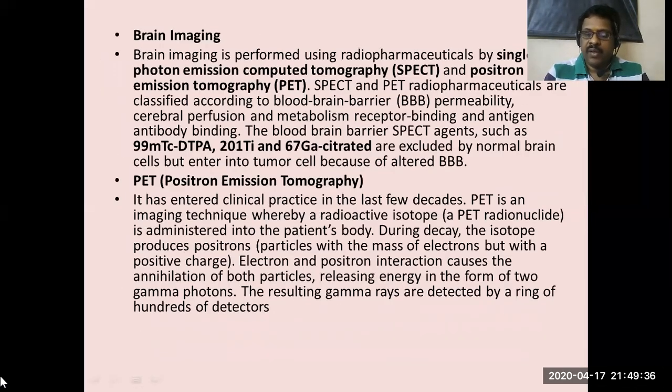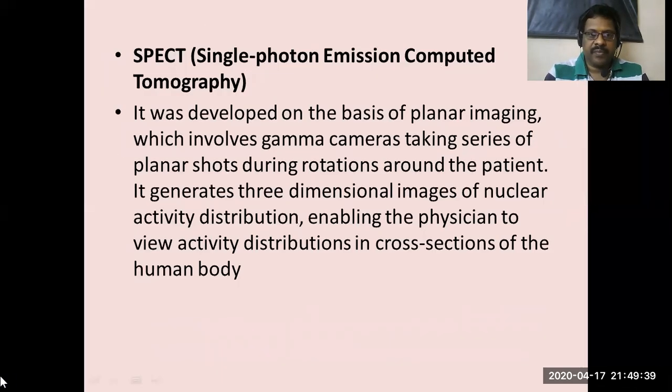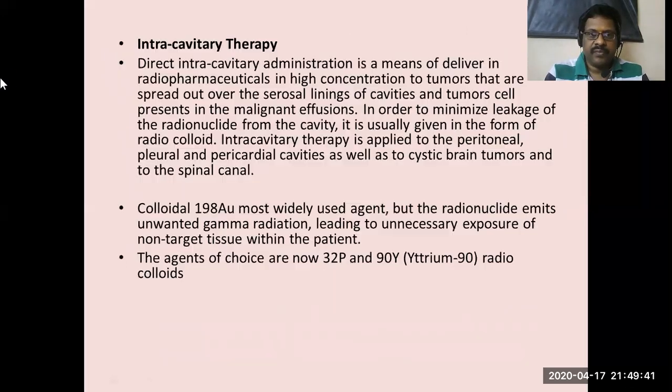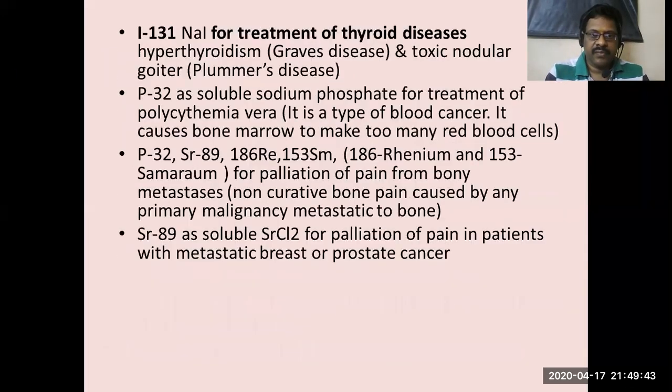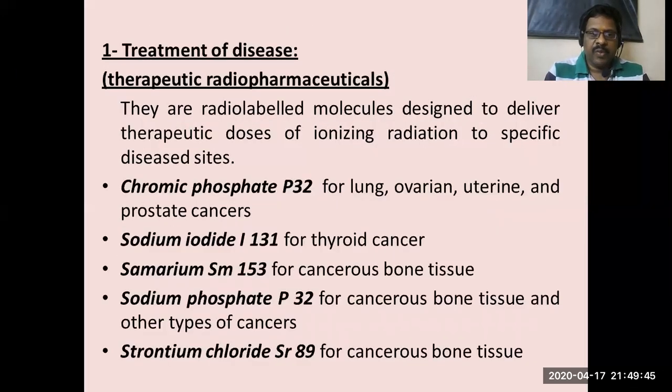We are using chromic phosphate, phosphorus 32 labeled compounds, in prostate cancers, uterine cancer, ovarian cancer. Sodium iodide I-131 labeled radioactive nuclides are used for thyroid cancer.